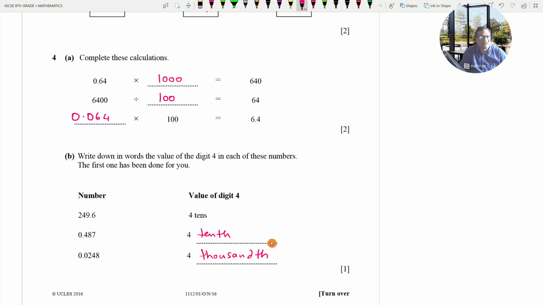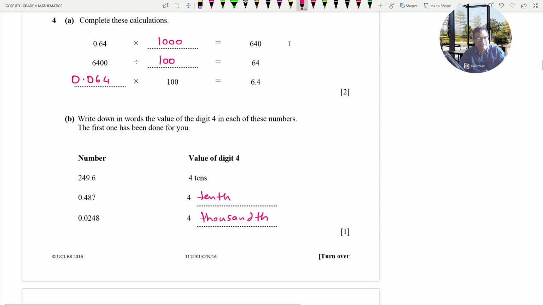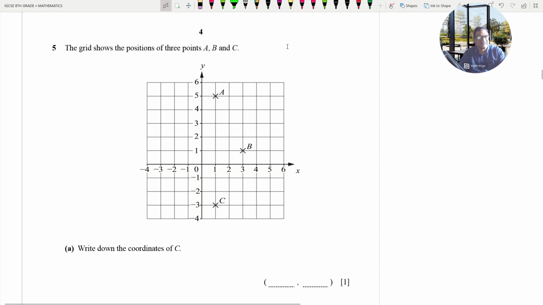So that was question number 4. Coming to question number 5. Question number 5 says that the grid shows the position of 3 points A, B, C. Now these are the 3 points A, B, C. Write down the coordinates of the point C. So you can see here C.